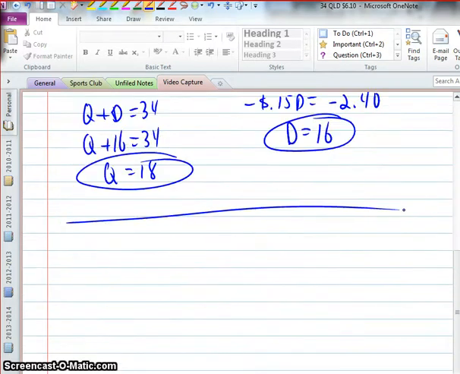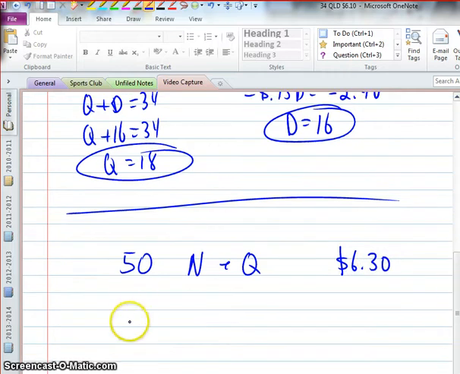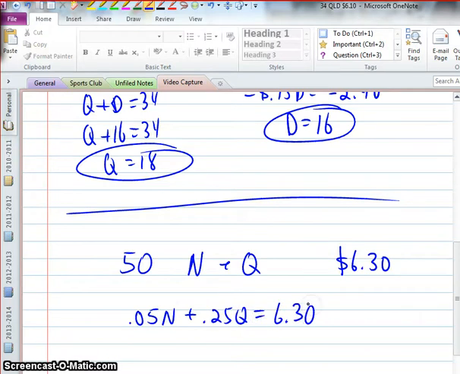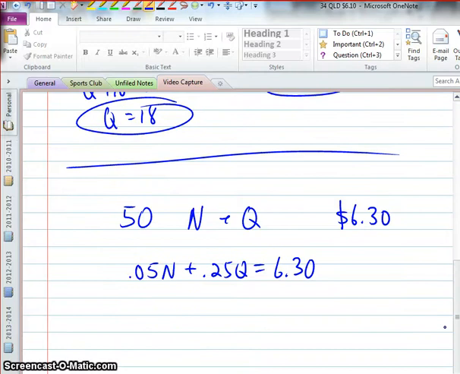Let's try again. The nice thing about these problems is they don't get any more difficult than this, so this might be the last example. Say I had 50 nickels and quarters, and that added up to $6.30. My first equation, remembering that a nickel is 0.05 plus 25 cents per quarter, equals $6.30. Notice that I've taken the dollar signs out of this. If everything was in dollars, you can just eliminate them, and we can add them back at the end if necessary. But then we also know that nickels plus quarters is equal to 50.